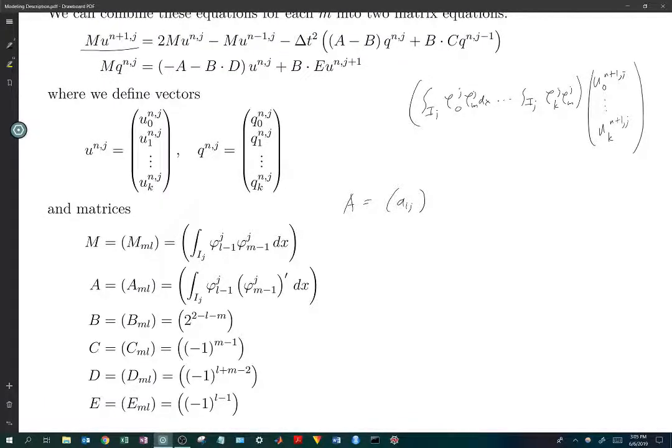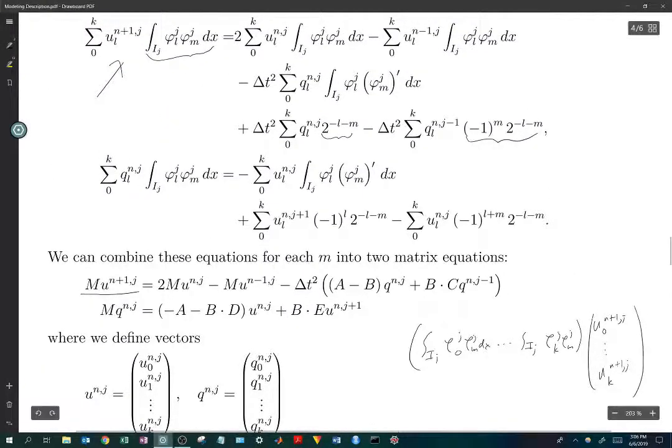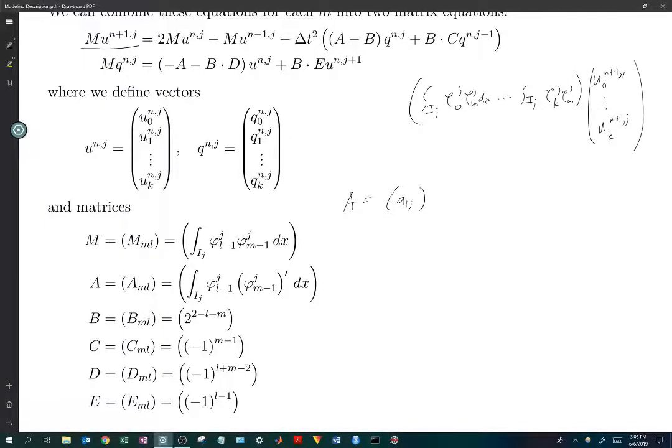So some of these matrices depend on both rows and columns. Most of them do. Some of them only depend on the row. Some of them only depend on the columns. And again, you have to worry about, whereas up here you see things like minus 1 to the m times 2 to the minus l minus m. So that's over here. And so, let's see here. So that's why instead of minus 1 to the m, you get minus 1 to the m plus 1. Because you have to subtract 1.